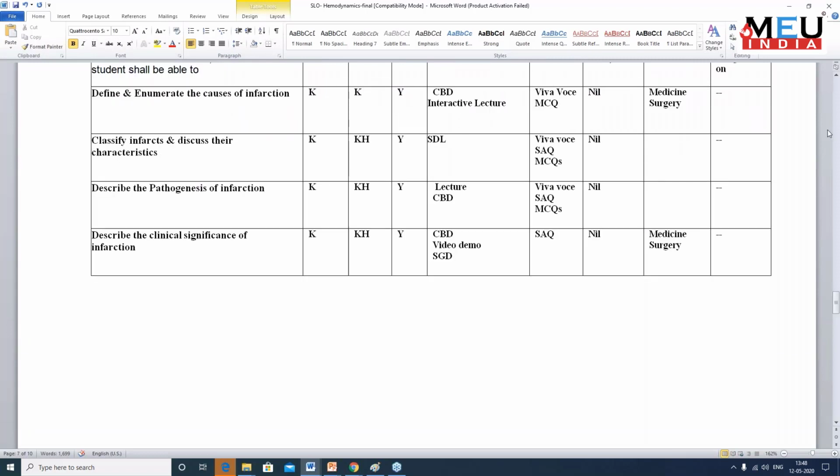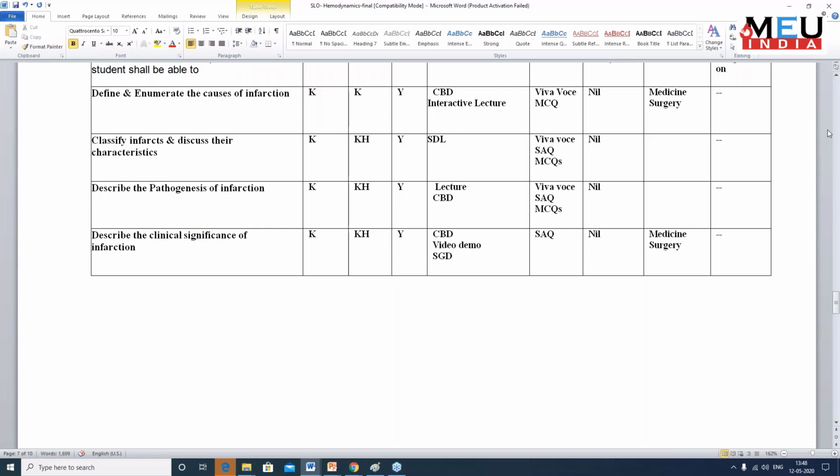In this, for describing the clinical significance, we shouldn't forget the factors that influence infarct formation, like the blood supply of the organ, whether it is dual supply or mono supply, whether it is a solid organ or a spongy organ, whether it has end organ supply or end blood supply. These factors I need to add to clinical significance. Factors that influence infarction is one point which I have missed.